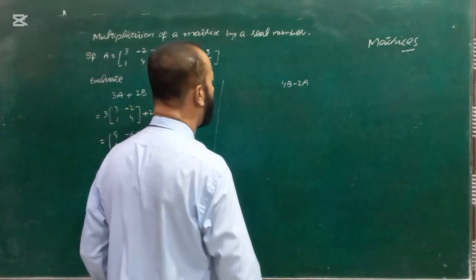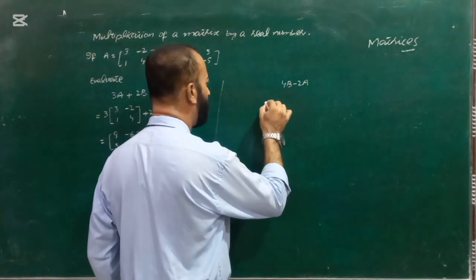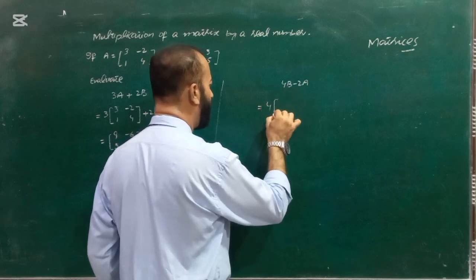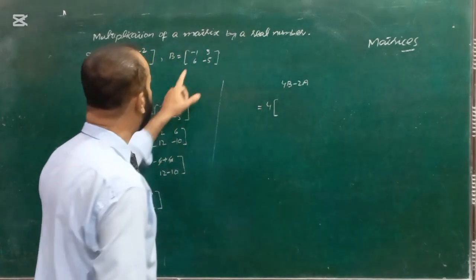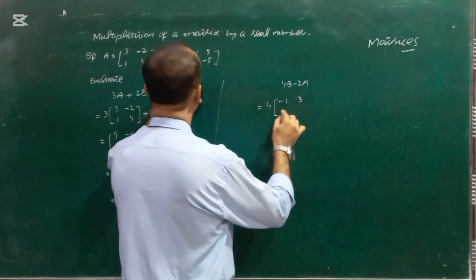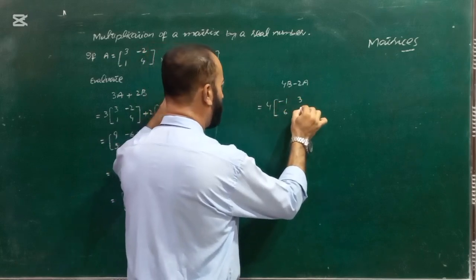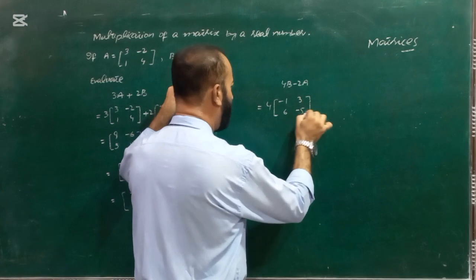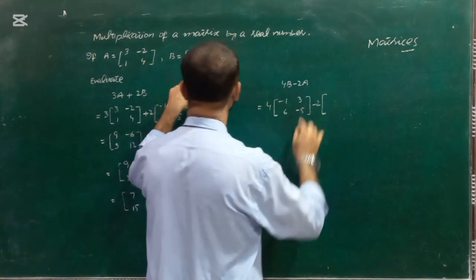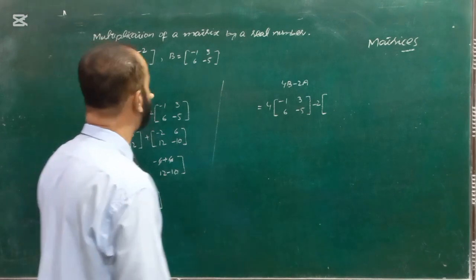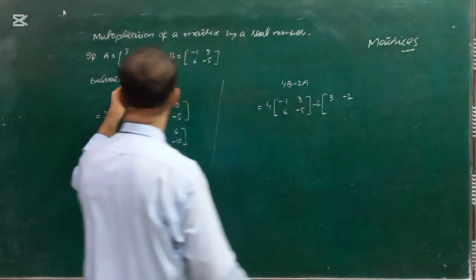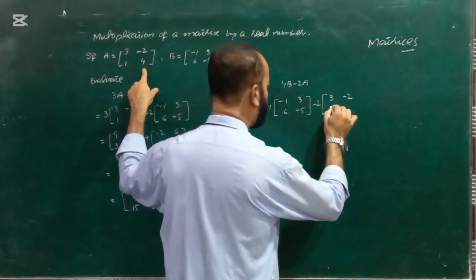Likewise, here is another matrix expression. So look now, 4 is written first, so that will be written as it is. Then b is minus 1, 3, 6, minus 5. Then minus 2 is there, and after that a is there. So a is 3, minus 2, 1, 4.